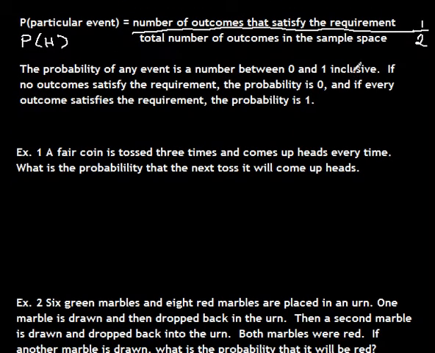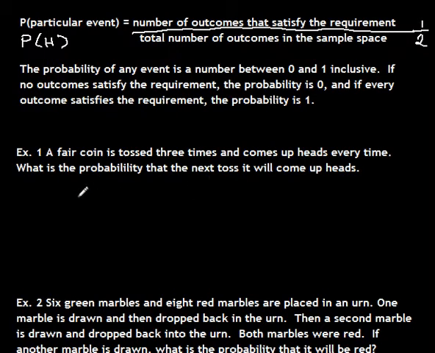A fair coin is tossed 3 times and comes up heads every time. What is the probability that the next toss will come up heads? Now our temptation is to think, wow, it's coming up heads more, so maybe it'll come up heads again. Tossing a coin is an independent event. Once you toss it, you're starting all over with the same probability. So a coin is tossed 3 times and comes up heads. What's the probability that the next toss will come up heads?